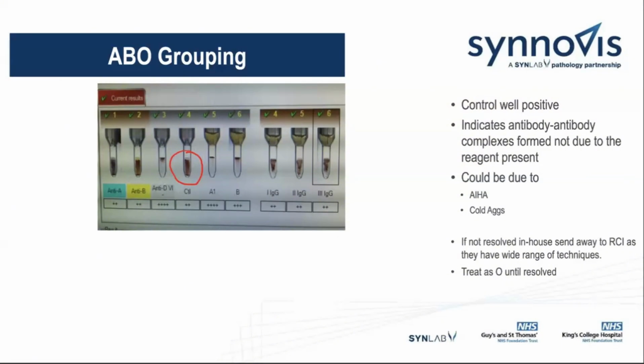So what we can do if this occurs is repeat the testing. We can wash the red cells to try and remove any autoantibodies or plasma proteins. We can get a fresh sample if we're querying contamination. We can do a DAT test to check for those autoantibodies. And we can also review the patient history to see if this has been done before. If the control is positive, the results are invalid, and until it has been resolved, we would only release universal donor products.